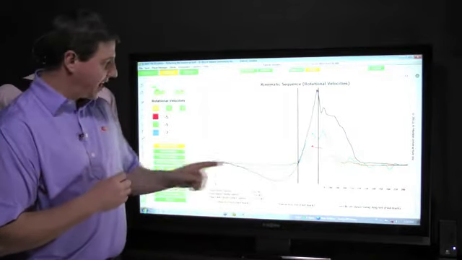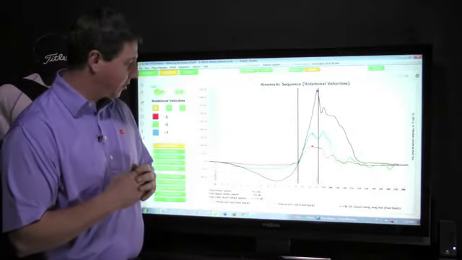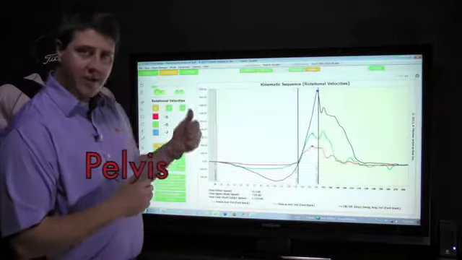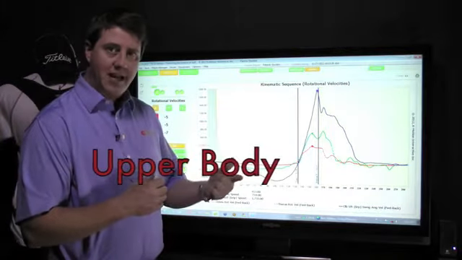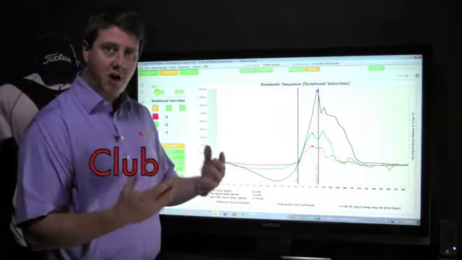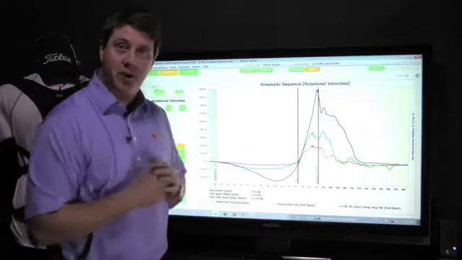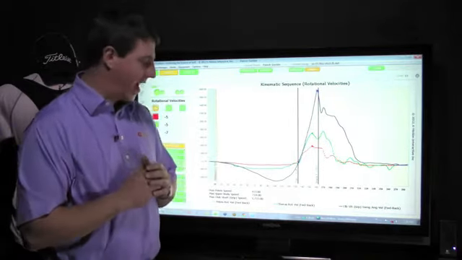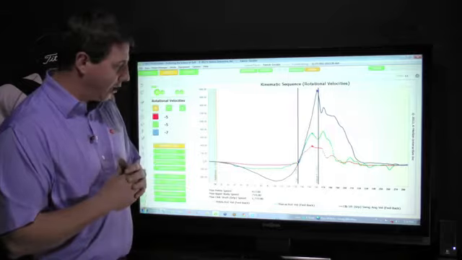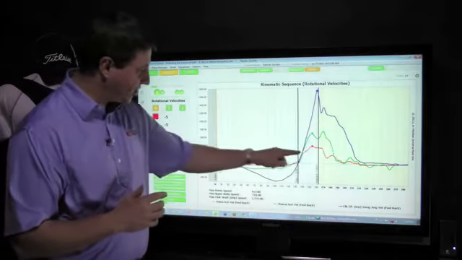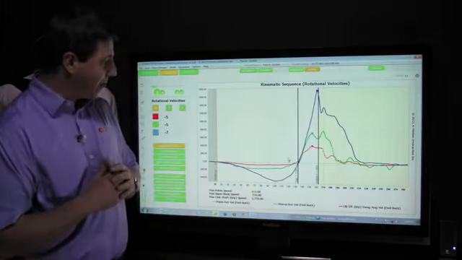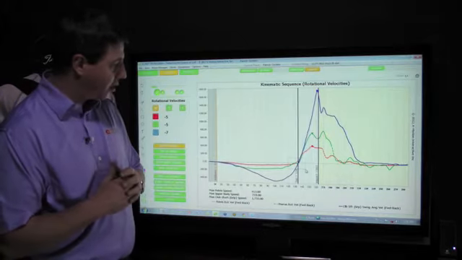So the first thing we're going to take a look at is his kinematic sequence graph. This is measuring the pelvis, the upper body, and the club throughout the golf swing. Basically, how fast they're rotating. That's all this graph is looking at. What we're going to key in on here is the transition sequence. We're going to zoom in right now on that particular area so you can really see what's going on.